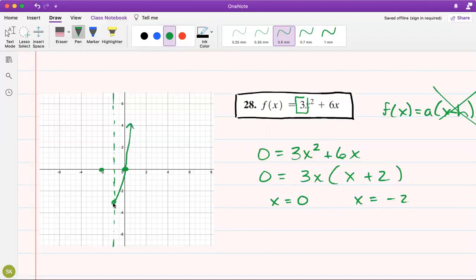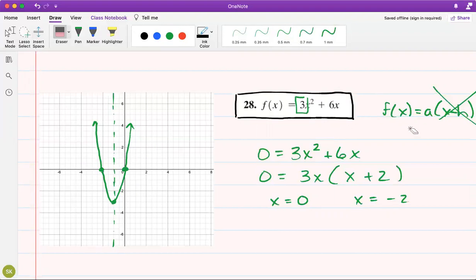You can see that this graph is kind of skinny, and that's because of this 3 on the outside. The 3 compresses the graph, or I guess you could say stretches it upwards, or you could think of it compressing it in like this. So it goes this way, or you could think of stretching it like this. Okay, so now we have a picture of the graph.